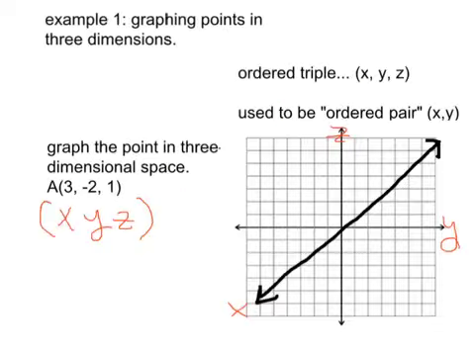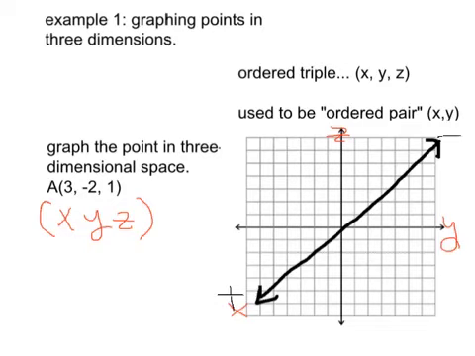Let's try an example. Example 1, graphing points in 3 dimensions. Our ordered triple is x, y, z. It used to be an ordered pair, just x, y. What I usually do is take a regular 2-dimensional system and draw a diagonal line where this is positive, this is negative, your x-axis. So we're graphing a point in 3-dimensional space. A is 3, negative 2, 1. So your x is 3, your y is negative 2, and your z is 1.